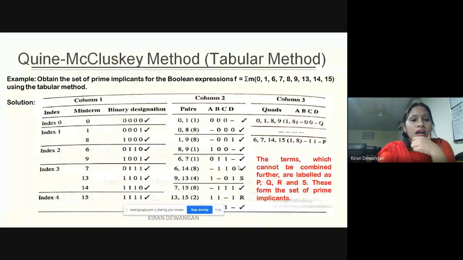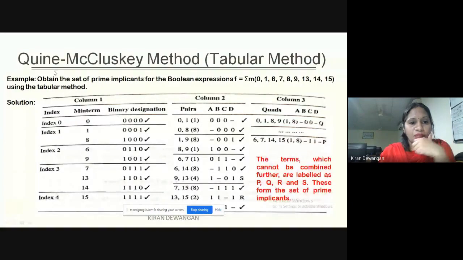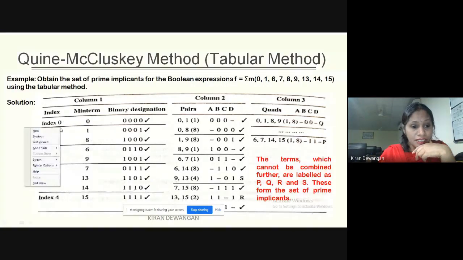Now again we have to obtain the set of prime implicants for the Boolean expression f, using the tabular method. Clear? Now basically we'll go step by step. This is the first step: to form the indexing. Indexing formation is very important. Now you need to understand what this index means.